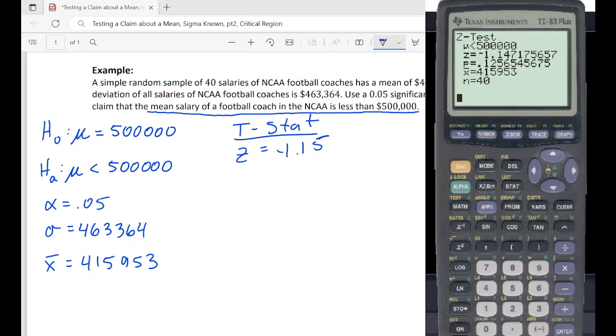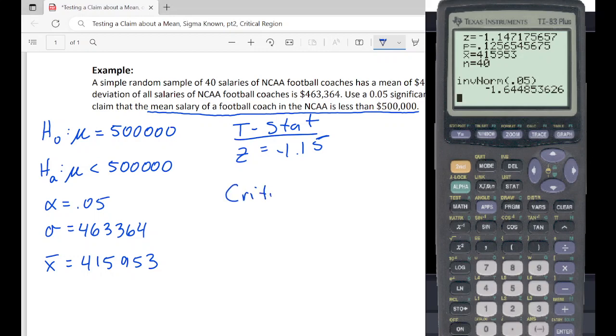Now we have our test statistic, but we still have to find our critical value. And the way we can do that is from our alpha value. So what we do is we're going to go to second, vars, inverse norm, and we're going to put in 0.05 for our area and hit enter. And we're going to get negative 1.64. So our critical value is going to be z equals negative 1.64. And that's all we need for the calculator now.